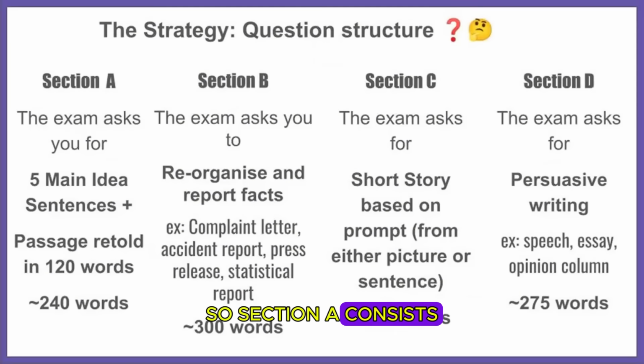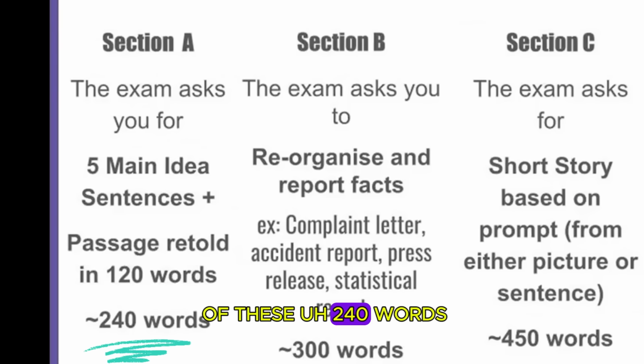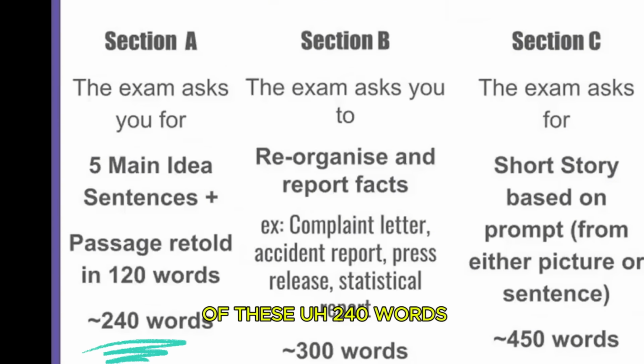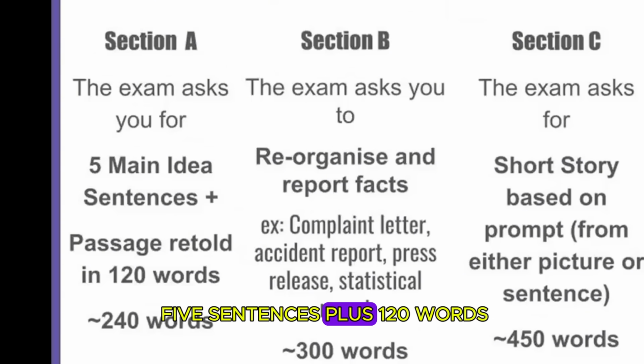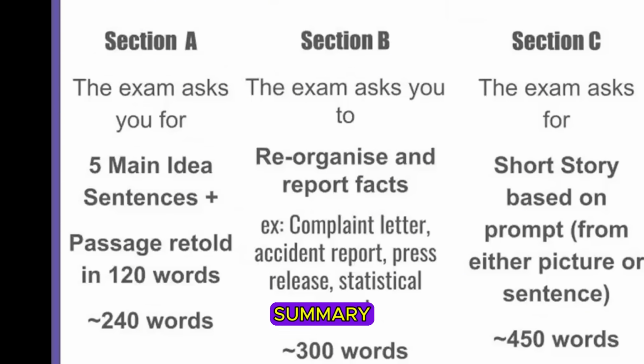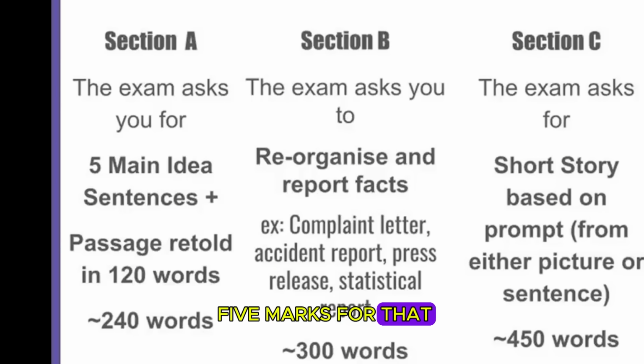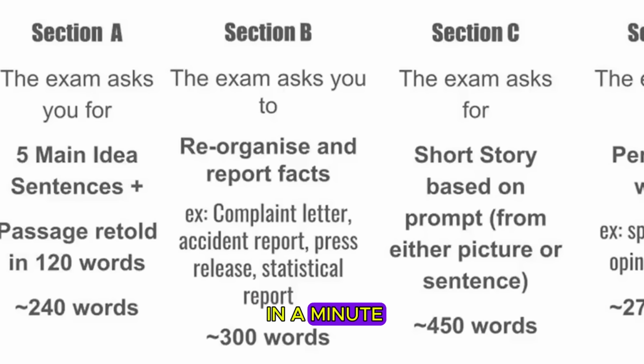So section A consists of these 240 words, I say on average. That's just because it's 5 sentences plus a 120 word summary. People sometimes forget about the 5 sentences, but you do get 5 marks for that, and that's 5 marks out of about 25, I believe, so it's a pretty significant amount of the thing. We're going to talk about that a little bit more in a minute.